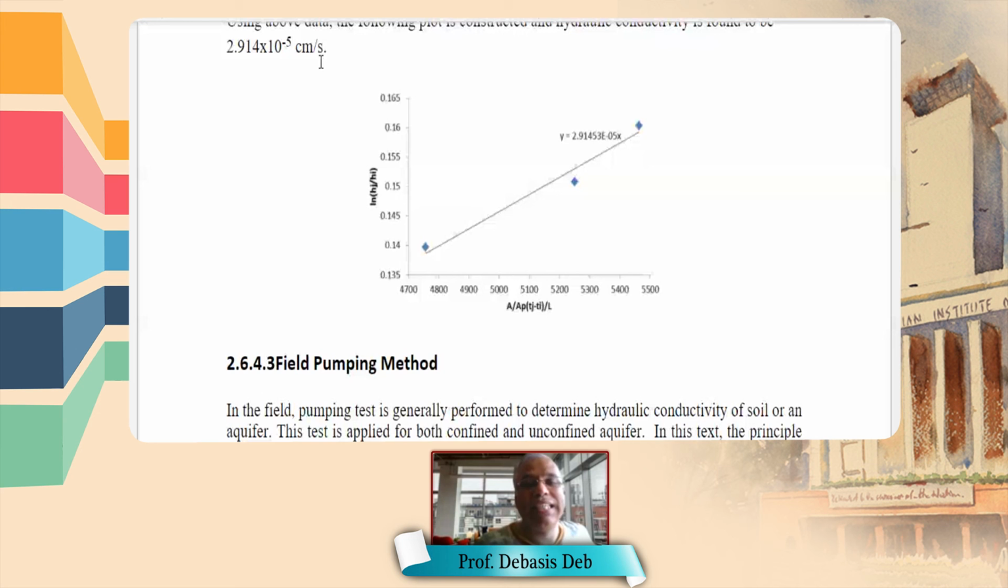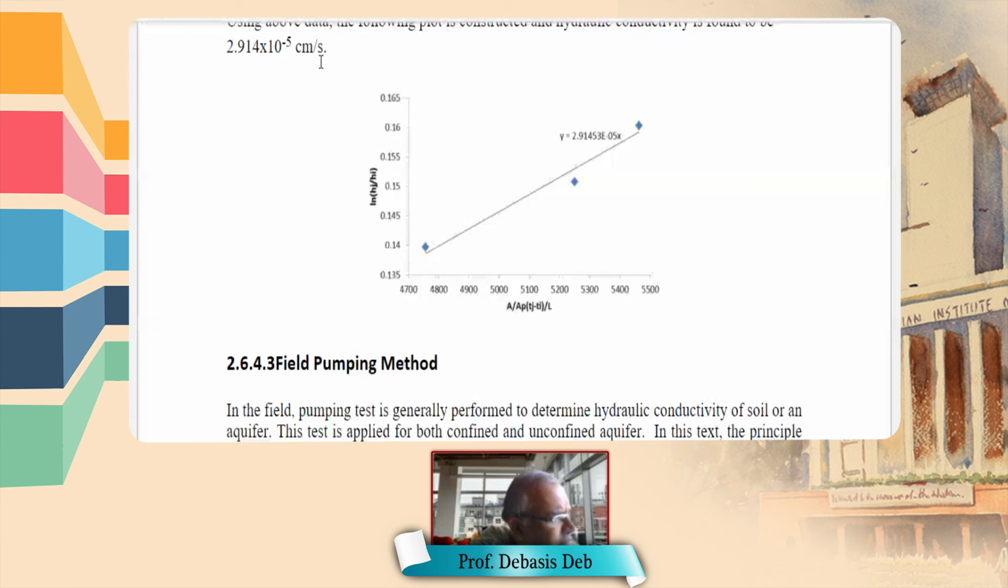Now the reason why I am saying this: you are going to become engineers, so you must have an idea of the numbers. If somebody asks you what is the general permeability or hydraulic conductivity value of soil, you should not scratch your head. You should immediately tell, sir, in the order of 10 to the power minus 5 to minus 6 centimeter per second. It is that low. But if it is a loose soil, maybe it will be at a much faster rate.